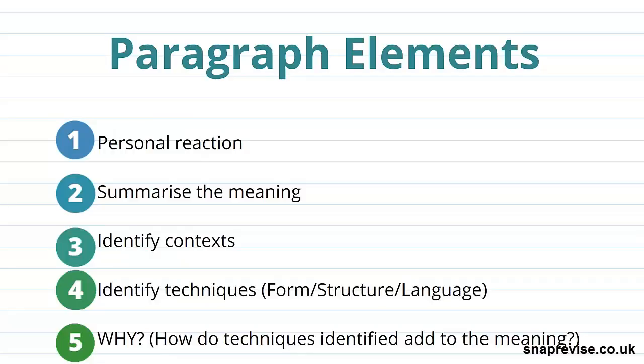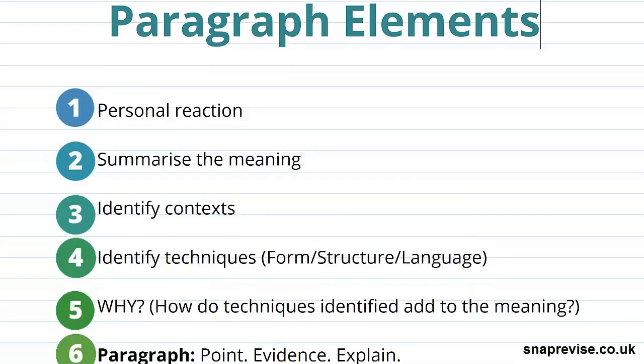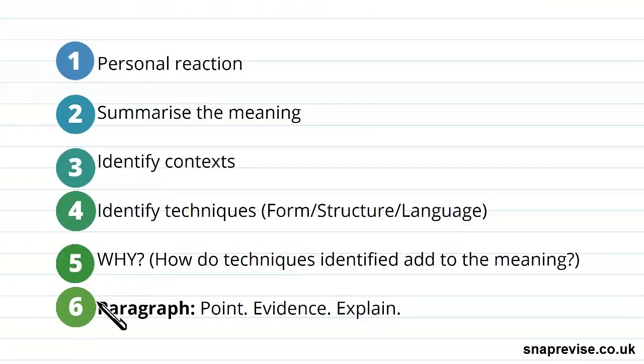And you may have seen this before. I've gone through this in all my unseen poetry, prose and drama videos. But just to reiterate, the 5 elements of creating a paragraph, and then the 6th one is the overall paragraph structure. So essentially, first we need to include our personal reaction. We also need to summarize the meaning of the small bit of text or the overall thing, whatever you're talking about in that paragraph. We need to identify the contexts. We need to identify techniques that are being used by the writer. And then we need to explain why. So how do the techniques we've identified add to the meaning?